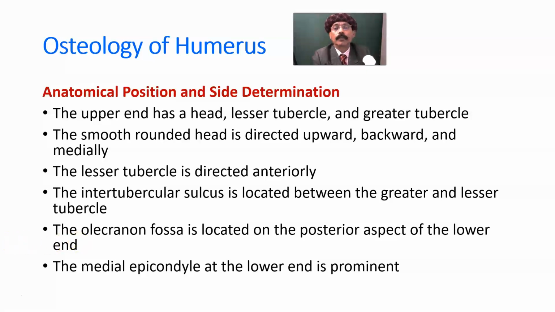Today I will discuss the osteology of the humerus. First of all, we'll go to the anatomical position and side determination. We'll go through the humerus. The humerus has an upper end, a lower end, and a shaft.